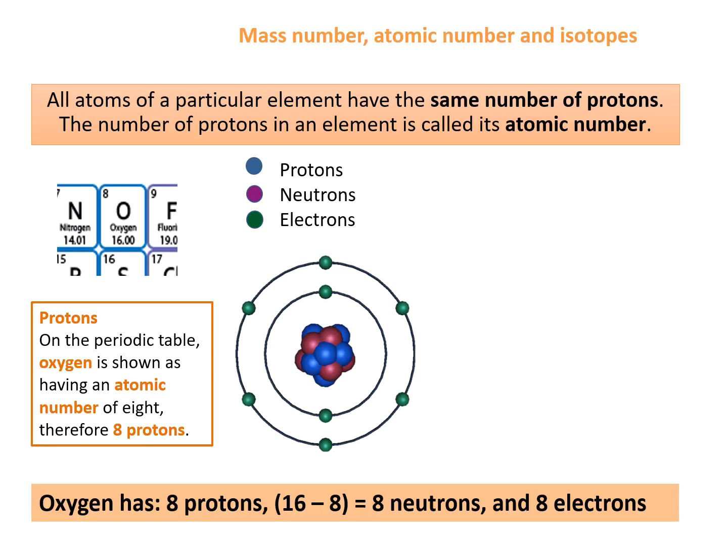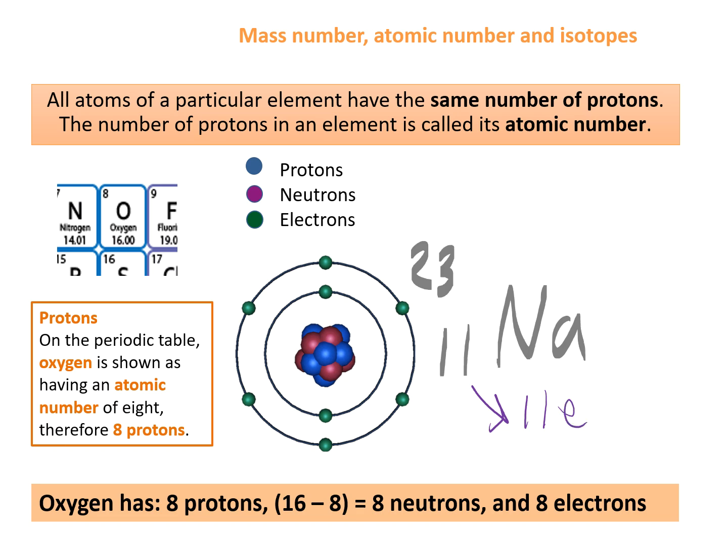So if we look at a certain atom, for example, let's choose Na. On the periodic table, it's got the number 23 and 11. What does that tell us? Well, let me swap to the pen first. That tells us that there are 11 electrons. There are 11 protons. So 11 electrons that are negative and 11 protons that are positive.